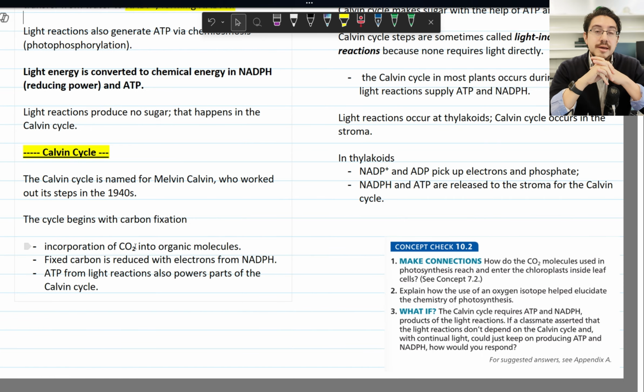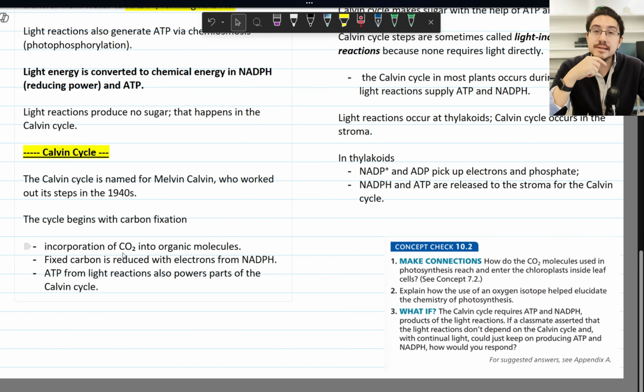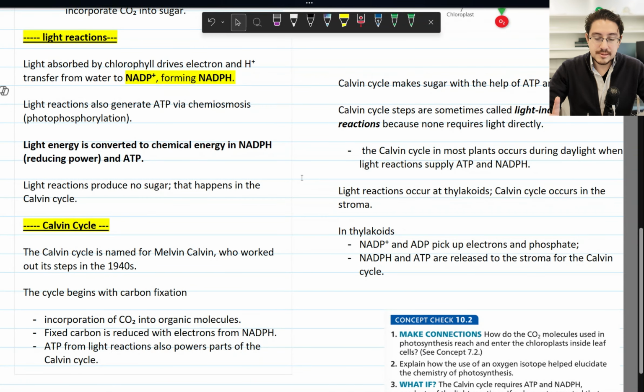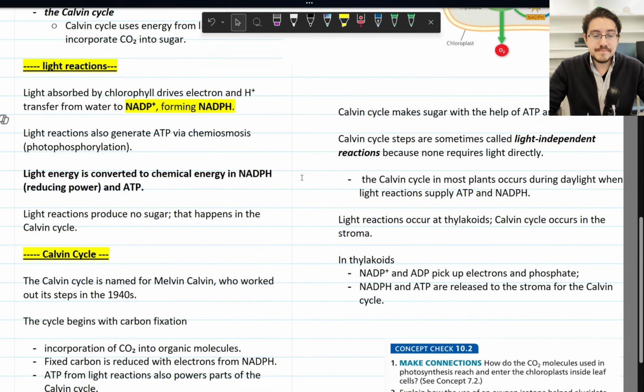Here, you're getting a similar thing. Carbon dioxide will come in and attach to molecules and then go through a cycle and process the carbon in the carbon dioxide. Okay, fixed carbon is reduced with electrons from NADPH, and ATP from light reactions also powers certain parts of the Calvin cycle. As the cycle goes through, you make a 3-carbon molecule. Okay, and when you make 2 of these 3 carbon molecules, you ultimately produce sugar.